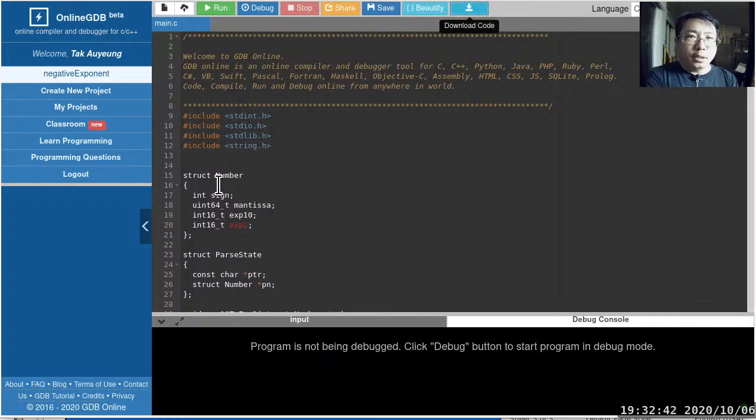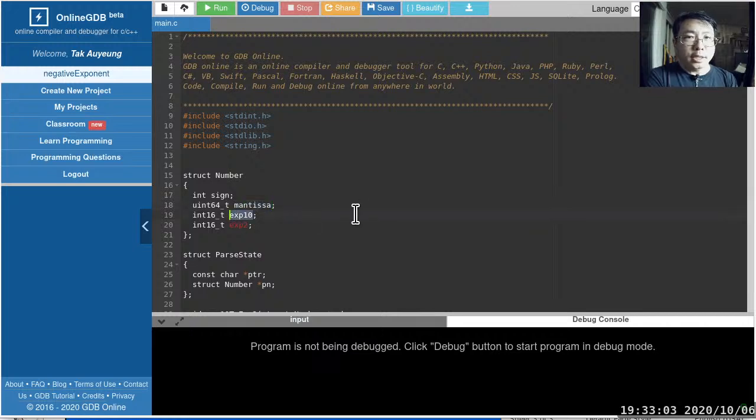So the first thing to notice is I have defined a structure, which is basically the same thing as a class in C++. A struct is kind of like a class where all the members are by default public. So this one has the sign, and it has the mantissa, which is a 64-bit unsigned integer.